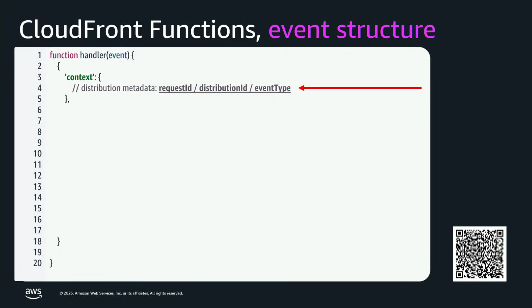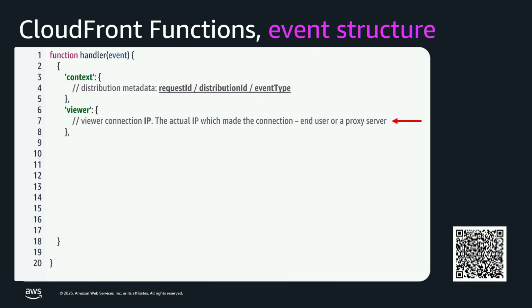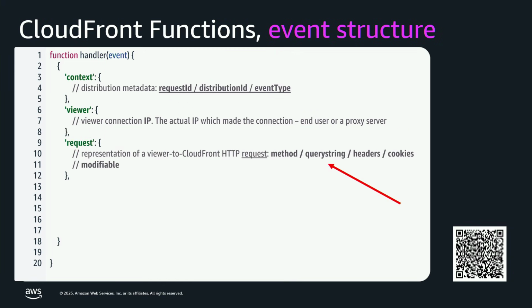So the event structure, we discussed a bit about the event. We have the context, and this is like general metadata of the distribution. We have a request ID, this is the CloudFront request ID, and this is unique per request. We have the distribution ID and the event type. So CloudFront Functions can be hooked to the viewer request and the viewer response, so you can write your own code according to the different event type. We have the viewer within the event, and this is basically the device that got connected to CloudFront. In the vast majority of cases, it will be our mobile devices, our laptops, or server-to-server, and this will represent the actual IP of those devices.